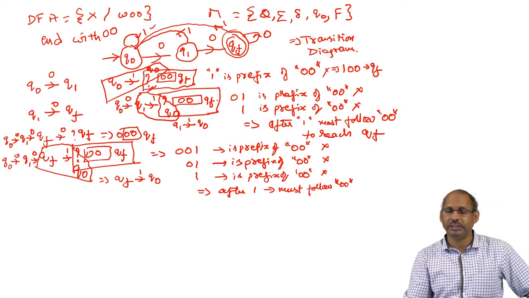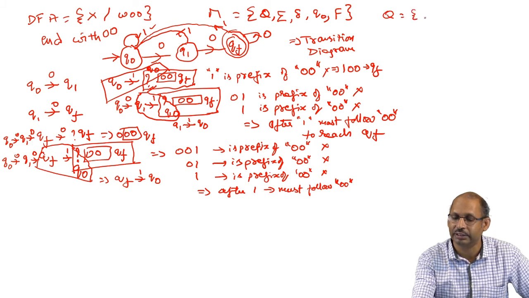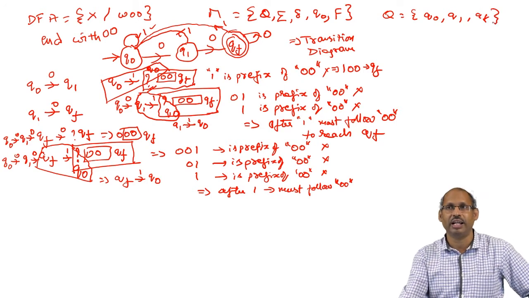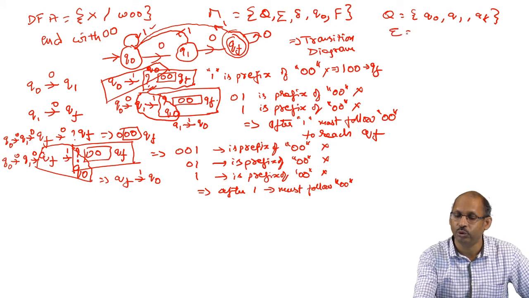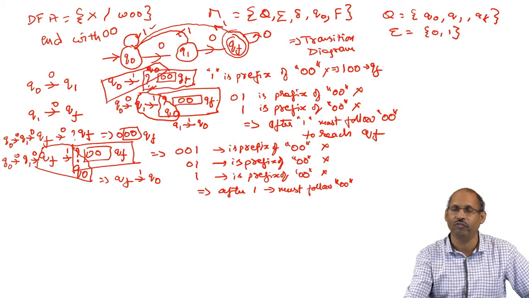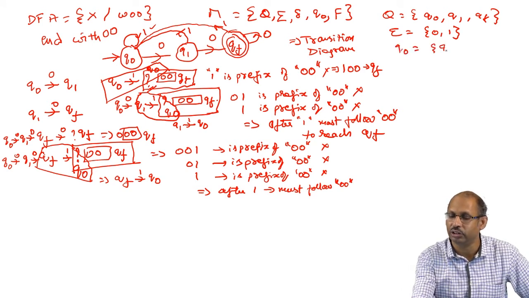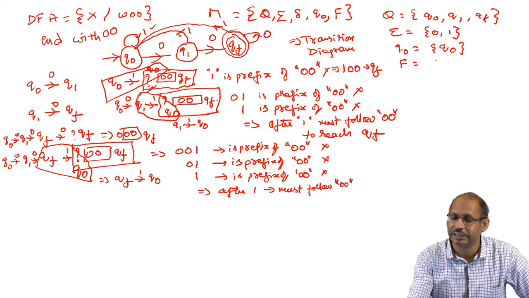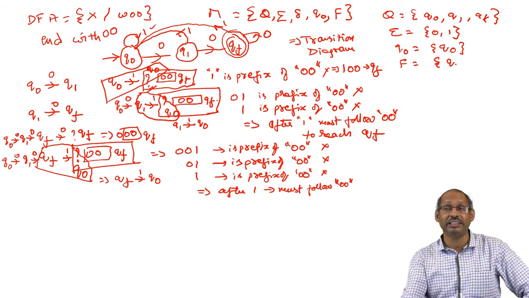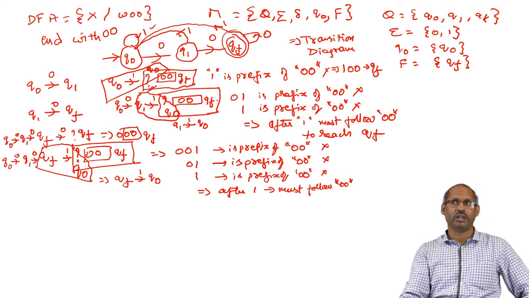Now, we represent the 5 tuple notation. What is the set of states? Q0, Q1, QF. Is it clear? Then, what is the input alphabet? 0, 1. What is the initial state? It is Q0 only. Then, what are the final states? A set of states, that is QF. Okay, is it clear?